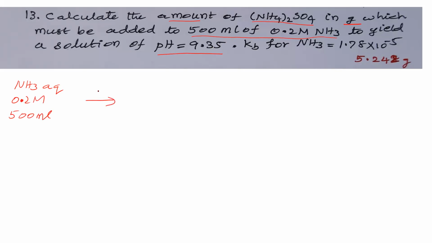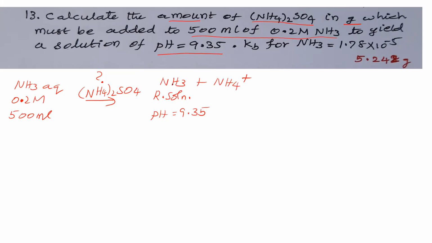To this we are adding ammonium sulfate, a certain amount, such that the resultant solution pH is 9.35. In the resultant solution, what all will be there? Ammonia will be there, and the ammonium sulfate we have added gives ammonium ions.